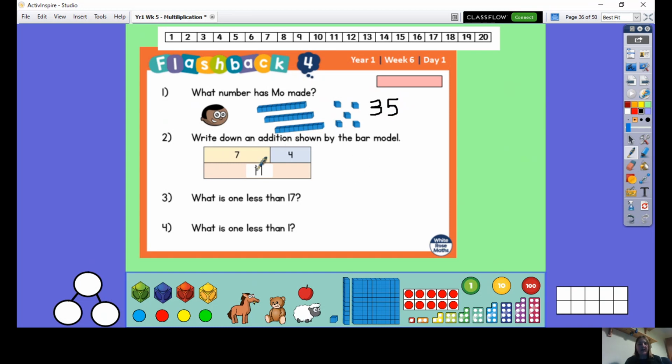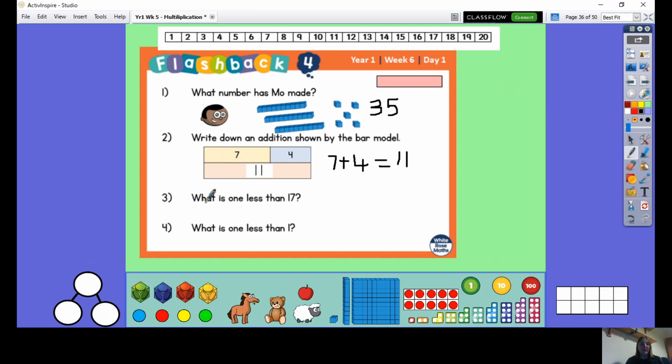So looking at this then, this is the whole, is 11. Because that's the biggest number, so that's 11. And the parts are 7 and 4. So what's an addition? I could do 7 add 4 equals 11. Or you could put those two numbers around the other way, or you could have even started with the 11. If you remember, you could have done 11 equals 7 add 4.